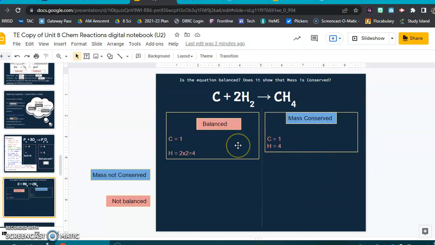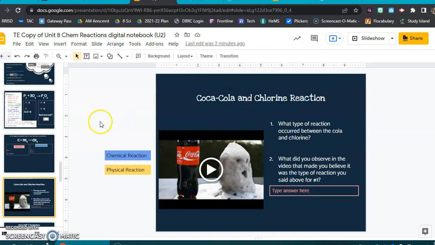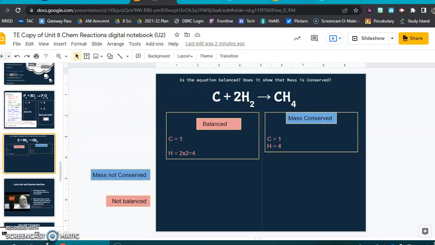We did a similar one here. This is on the slide. And we determined that we had 1 carbon and 4 total hydrogen. 1 carbon and 4 total hydrogen. So they were balanced and the mass was conserved. So that's where we're going to stop today.